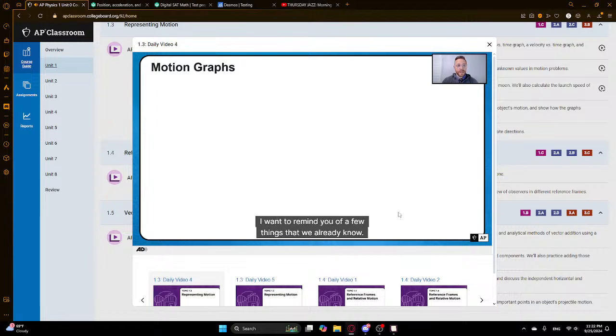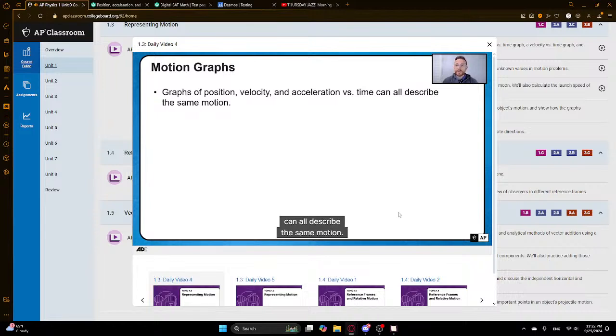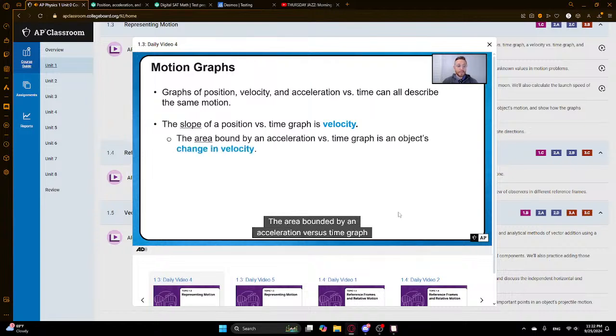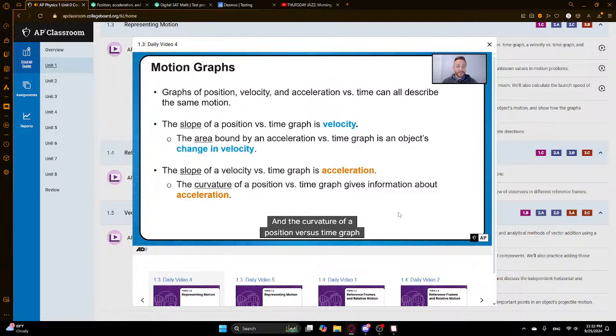As we're talking about motion graphs, I want to remind you of a few things that we already know. Graphs of position, velocity, and acceleration versus time can all describe the same motion. The slope of a position versus time graph is velocity. The area bounded by an acceleration versus time graph is the object's change in velocity. So that's how a position versus time graph and an acceleration versus time graph can tell us about velocity. The slope of a velocity versus time graph is acceleration. And the curvature of a position versus time graph will also give us information about acceleration. The area bounded by a velocity versus time graph will tell us an object's change in position. So we're going to keep all of these things in mind as we look at 4 different kinds of motion.